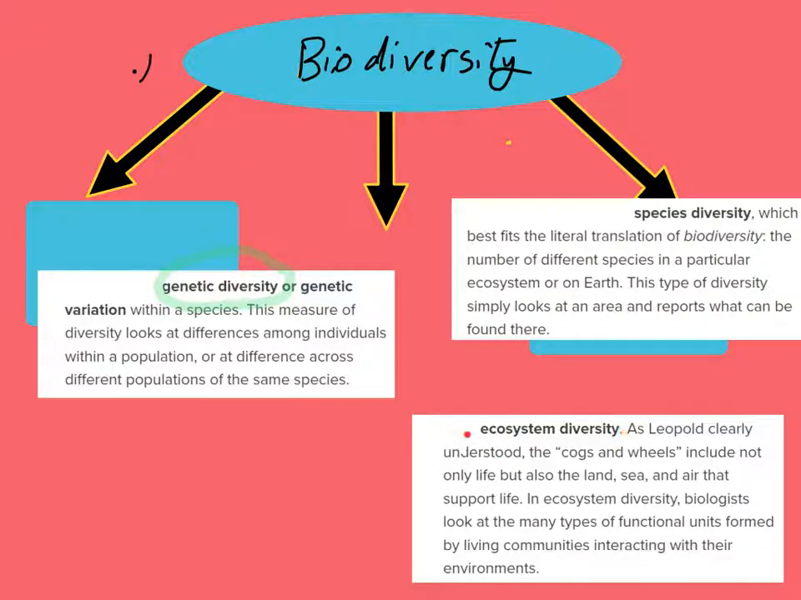The third type of diversity we call ecosystem diversity. Ecosystem diversity relates to the interaction between the different species that live in an area and their environment. So this term does not include only life, but also the land, sea, and air that support life. In ecosystem diversity, biologists look at many types of functional units formed by living communities interacting with one another.